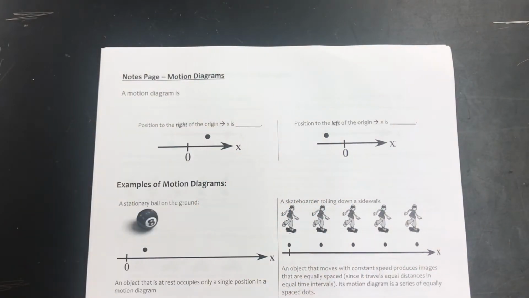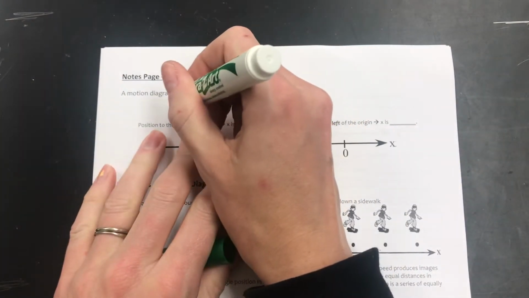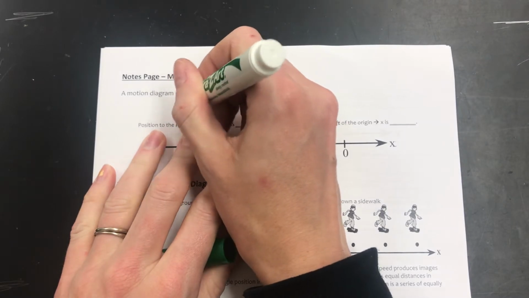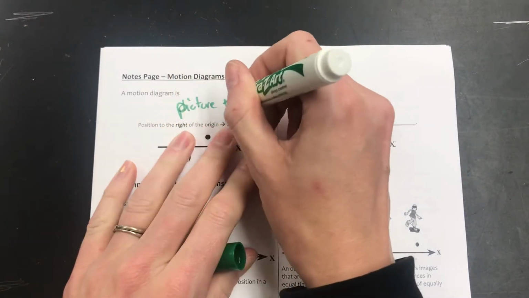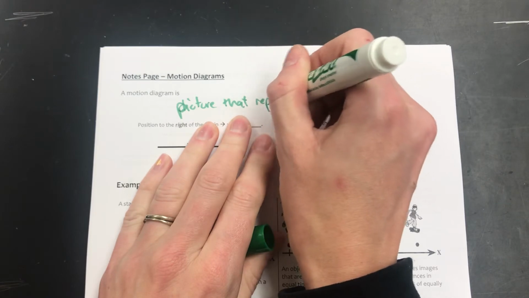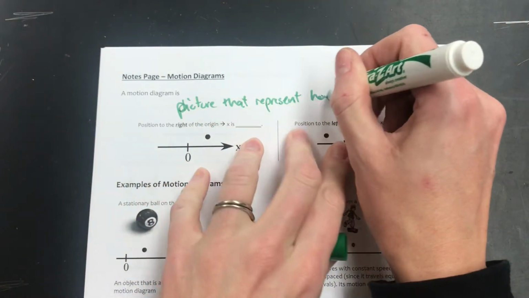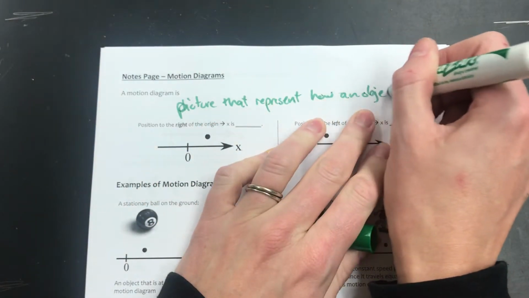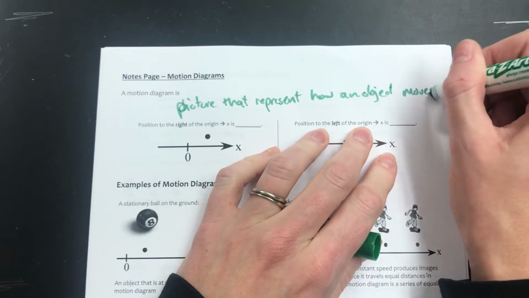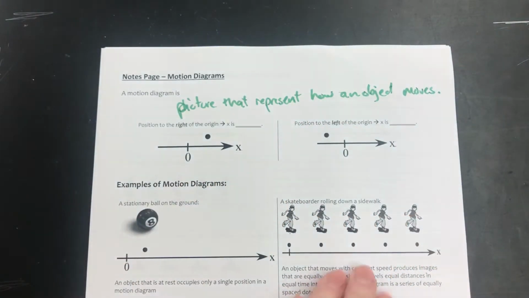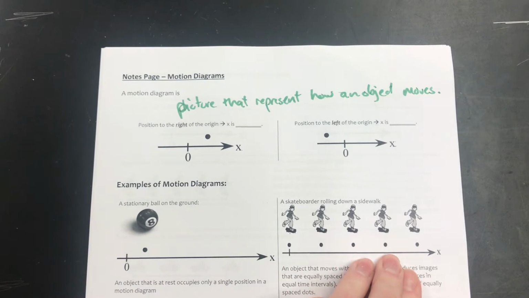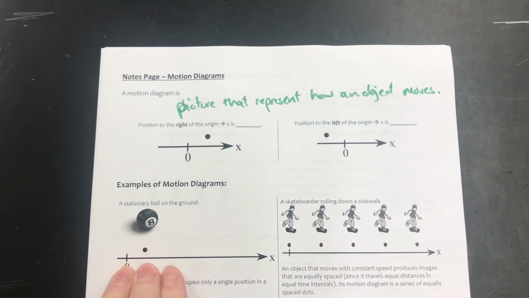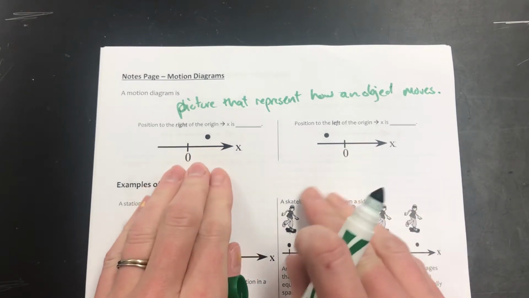First off, a motion diagram is a diagram, it's a picture that represents how an object moves. Here are some examples right here. This is a motion diagram of an object, and this is a motion diagram of an object. They're a little bit different, but we'll talk about that in a second.